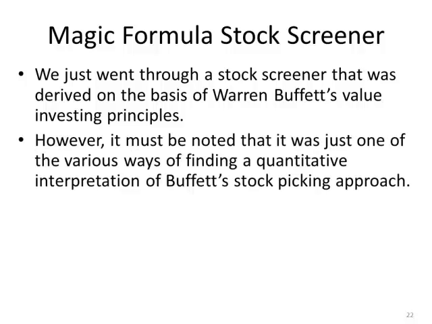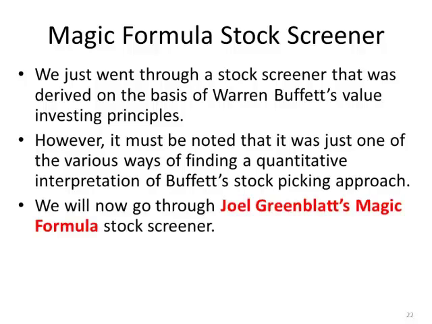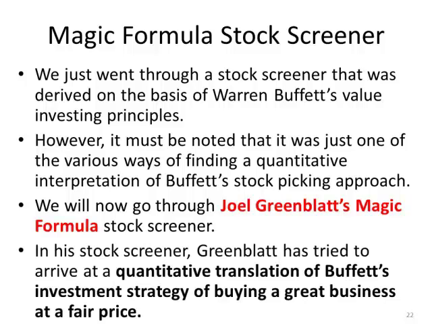And as we said, this was just one of the various ways of finding a quantitative interpretation of Warren Buffett's stock picking approach. So now we will go through something called the Magic Formula stock screener. And this has been created by Joel Greenblatt. So this is Joel Greenblatt's Magic Formula stock screener. And in this stock screener, Greenblatt has tried to arrive at a quantitative translation of Buffett's investment strategy of buying a great business at a fair price.